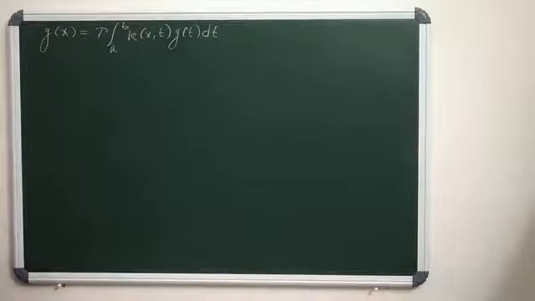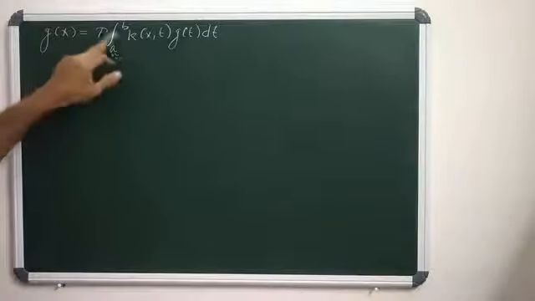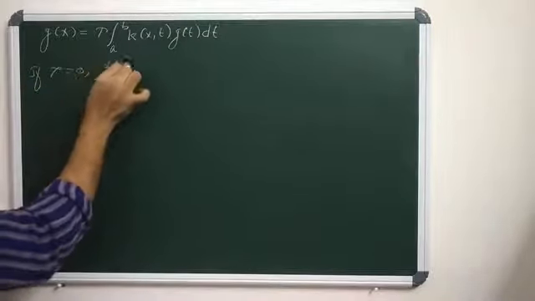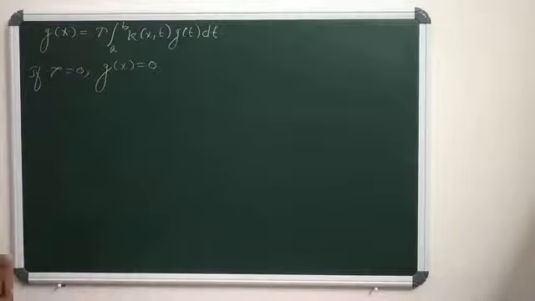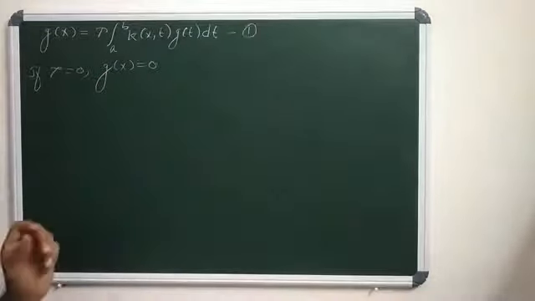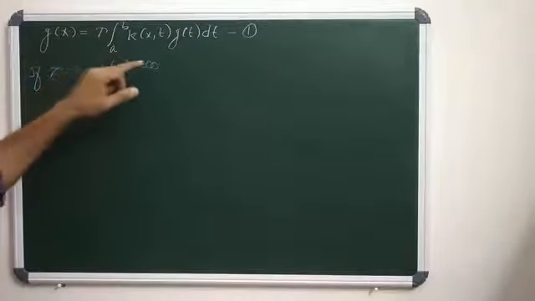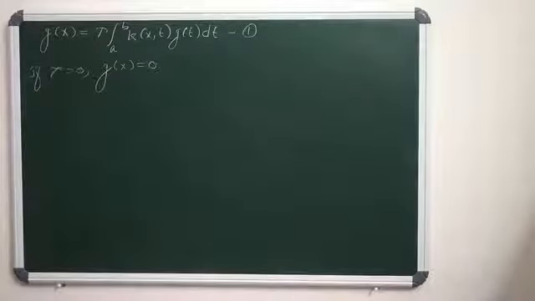If lambda equals 0, what happens here? When lambda equals 0, we have g(x) = 0. Suppose the given equation is equation 1. Lambda equals 0 is nothing but a solution of this equation, which is called the zero solution or the trivial solution of the equation g(x) = lambda integral from a to b K(x,t) g(t) dt.